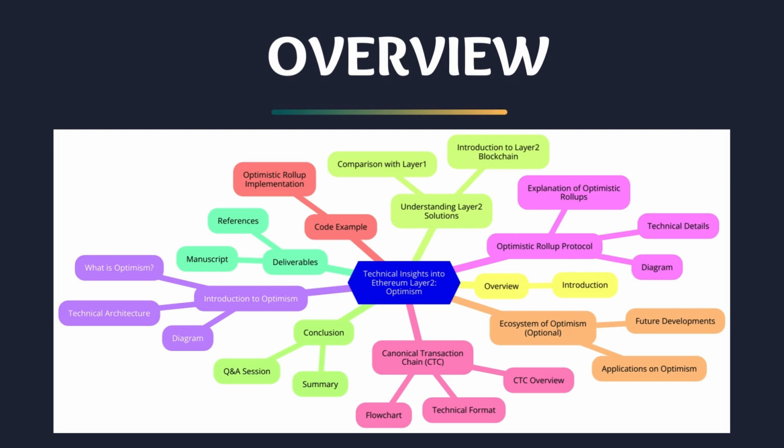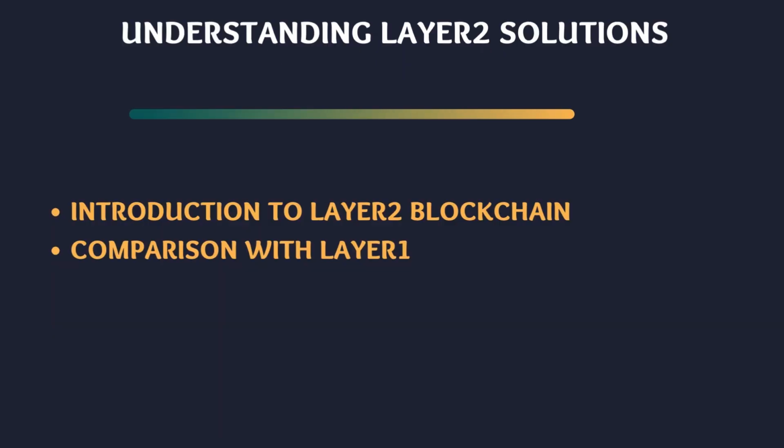To summarize, Optimism provides a robust solution for scaling Ethereum, offering significant improvements in transaction speed and cost. Its innovative use of optimistic rollups ensures security while enhancing performance. A written manuscript of this lecture will be provided for further reference. We'll also provide a list of references and further reading materials to deepen your understanding of Optimism and Layer 2 solutions. 1. Introduction to Layer 2 Blockchain.